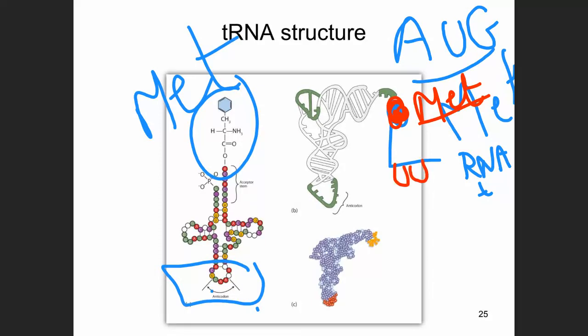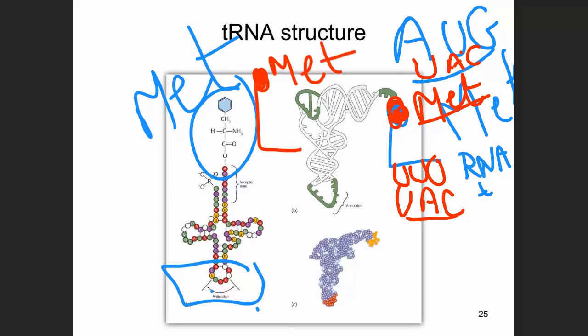Over here, it's an anticodon. What does that mean? It's a complementary of the codon that usually codes for methionine. I said it's AUG, so it's going to be UAC, which is the complementary for AUG. So this is how it is going to be. This transfer RNA has methionine over here and has what we call the anticodon. The anticodon is the complementary of the codon that usually codes for methionine, which is UAC.